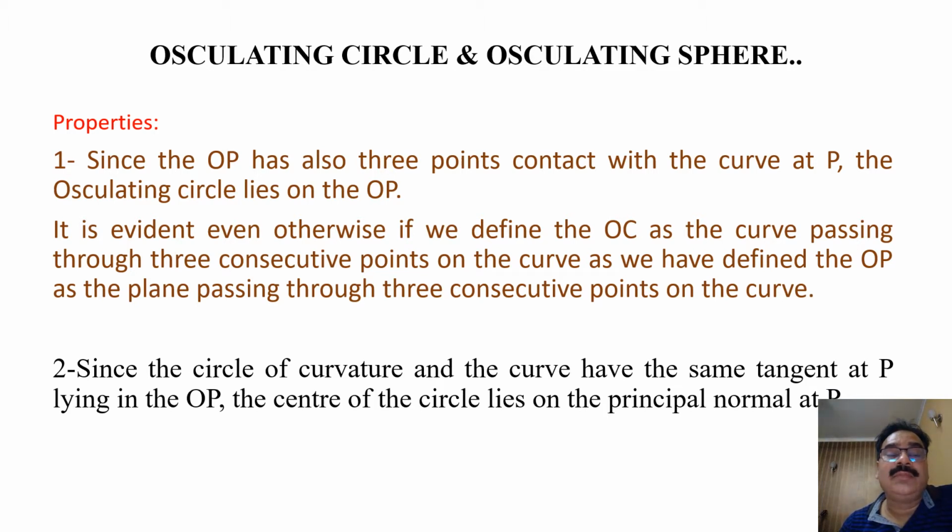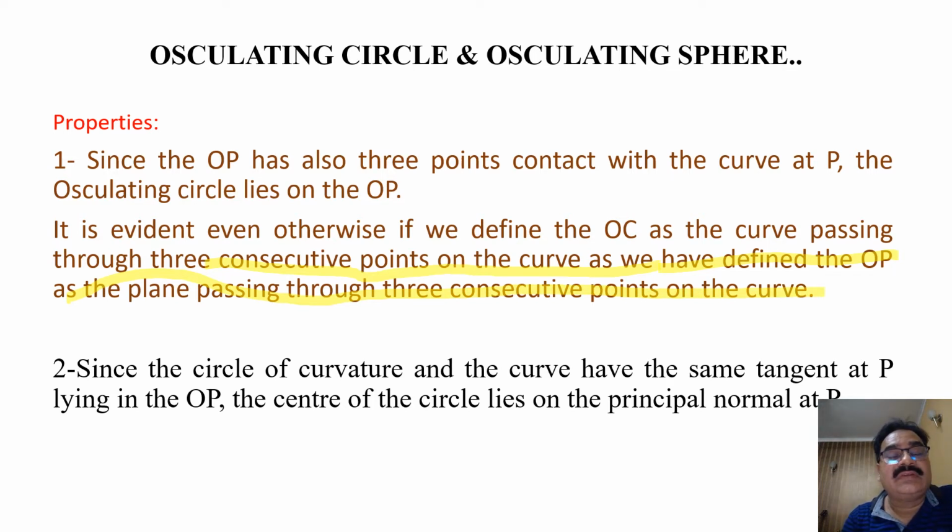Since the osculating plane also has 3 points contact with the curve at P, the osculating circle lies on the osculating plane. This is one property, and it is also evident otherwise if we define the osculating circle as the curve through 3 consecutive points on the curve. We have defined the osculating plane as the plane passing through 3 consecutive points on the curve.